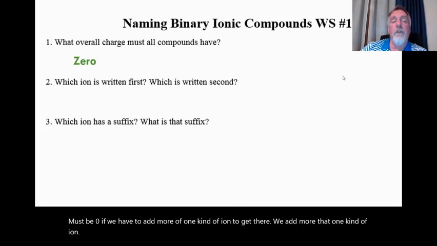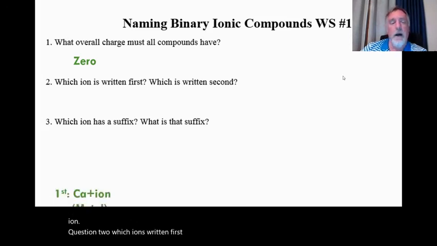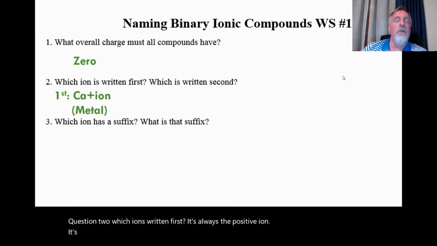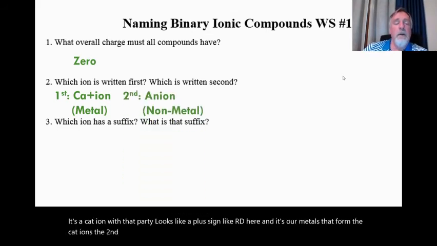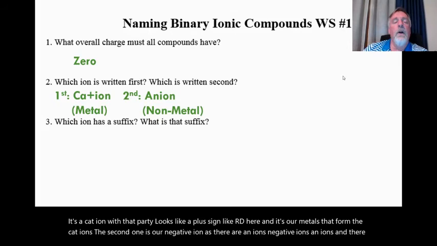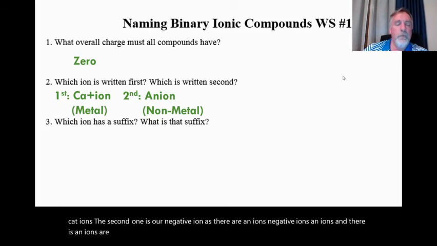Question 2, which ion's written first? It's always the positive ion. That's our cation. Remember that the t looks kind of like a plus sign, like I wrote here. And it's our metals that form the cations. The second one is our negative ion. Those are our anions, negative ions, the N there in anion. And the anions are non-metals.